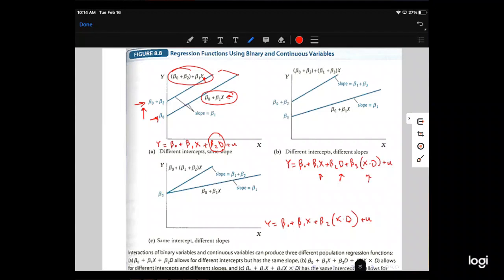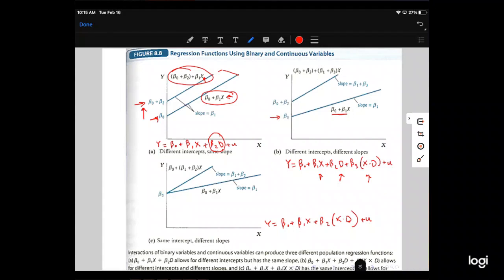So what happens when d is equal to 0? The beta 2 times d drops out, and the beta 3 times xd drops out, and so we're just left with beta 0 plus beta 1x. So that's the bottom line here, and our intercept would just be beta 0. So they've graphed that for us there. The slope is just beta 1, and so this is our regression line when d is equal to 0.